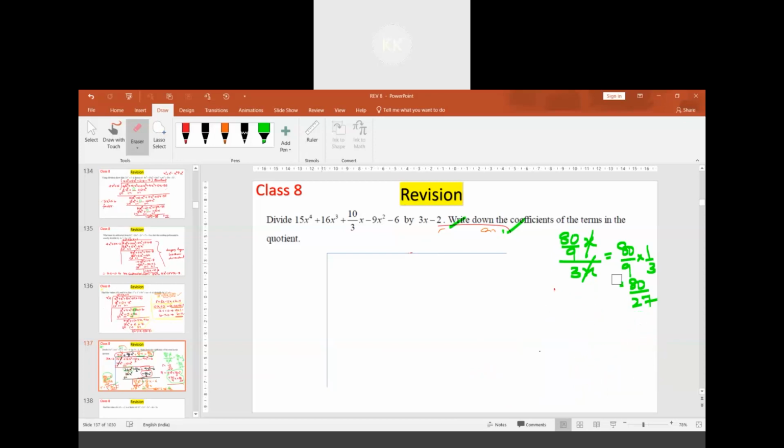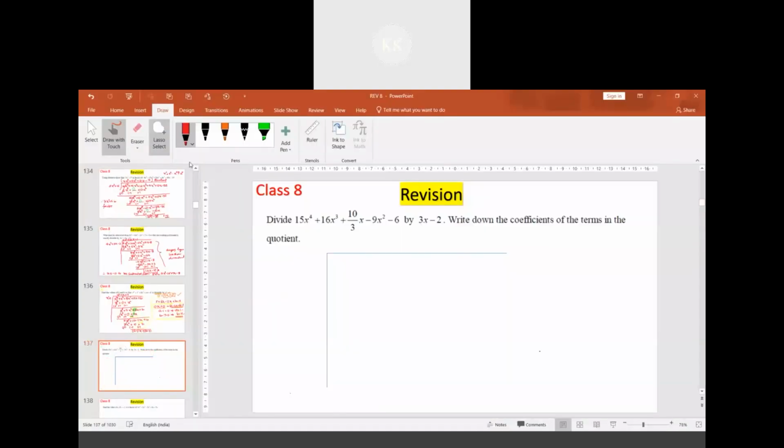Sir, you can use a new page, sir. Sir, still the question is not over, sir. They told to write down the coefficients of the terms in the question. Okay, sir. Once the quotient is obtained, it is very easy to write the coefficients, no? Yes, sir. So the main thing is to obtain the quotient.